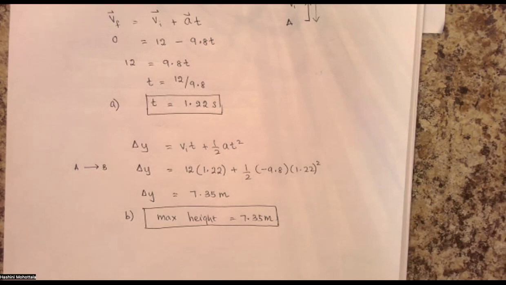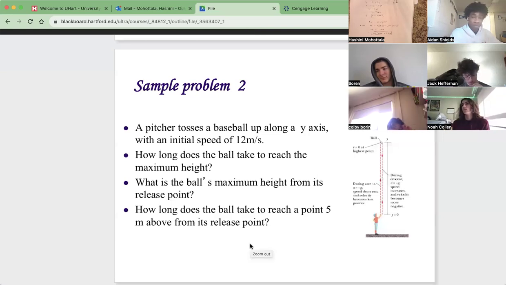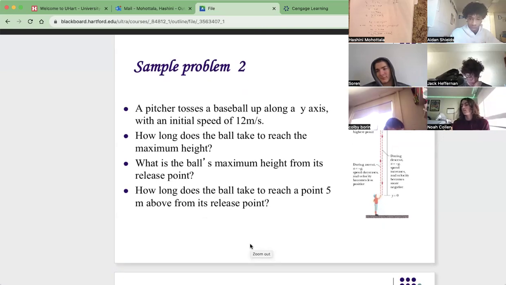Now, let me go back to the slide again. There you have the last part. I usually give like 2 points bonus to whoever does this part. Since I am not in the class, I can't do that now. But let's see how many of you can figure this out and send me the answer. How long does the ball take to reach a point 5 meters above its release point?